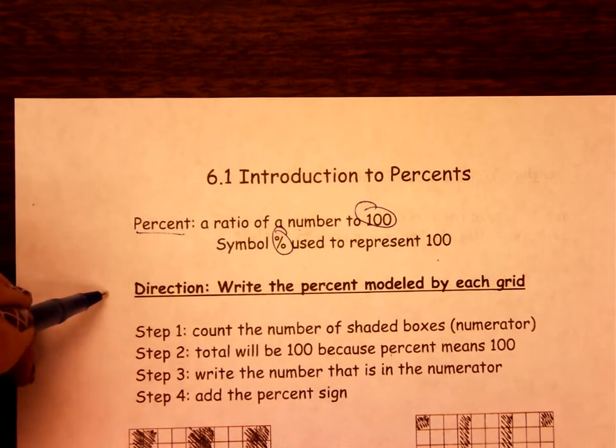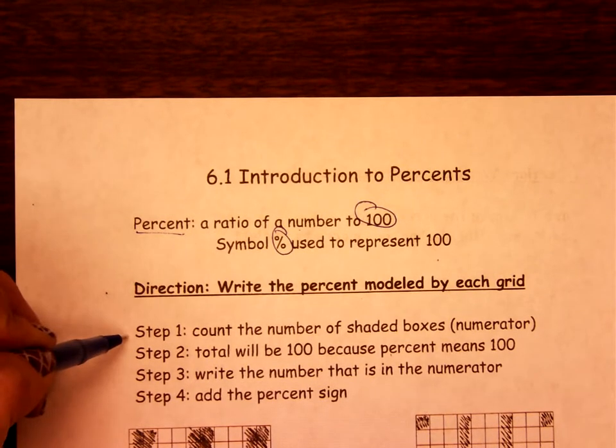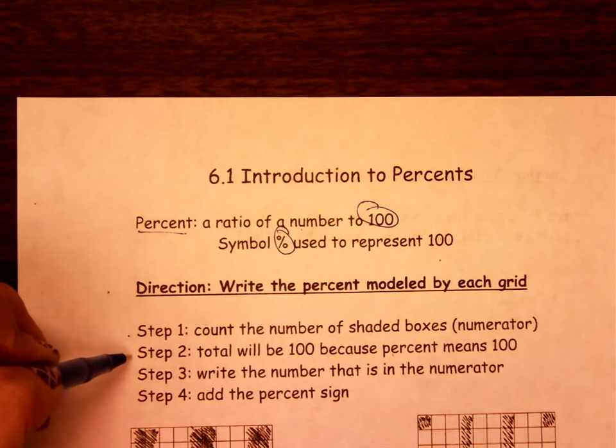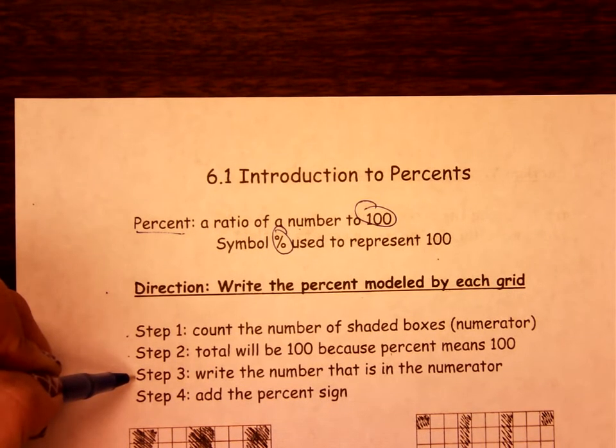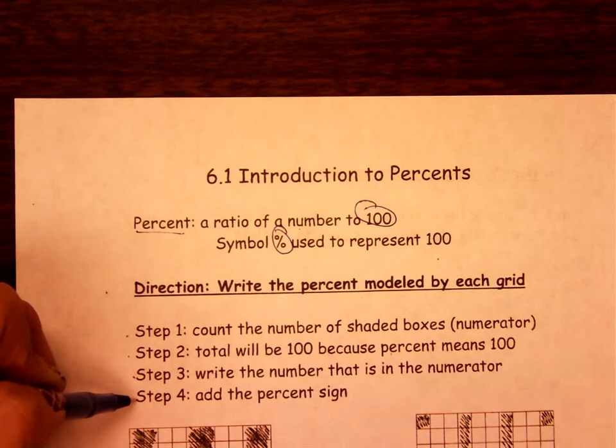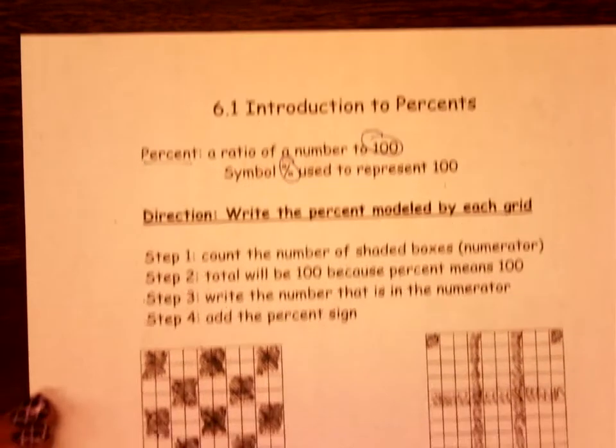Write the percent model for each grid. Step 1, count the number of shaded boxes. That is going to be your numerator. Step 2, the total will be 100 because percent means 100. Step 3, write the number that is in the numerator. And step 4 is to add the percent sign. So let's look at the first problem.